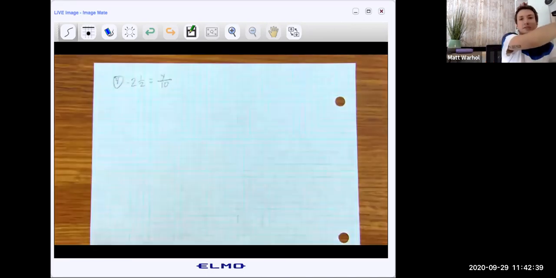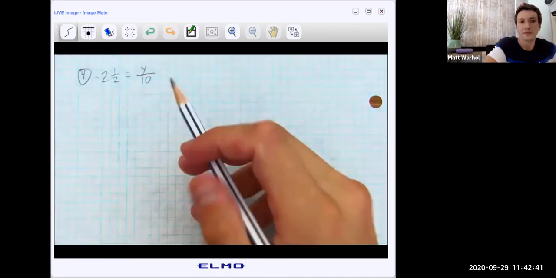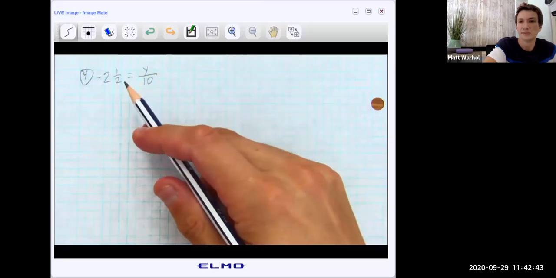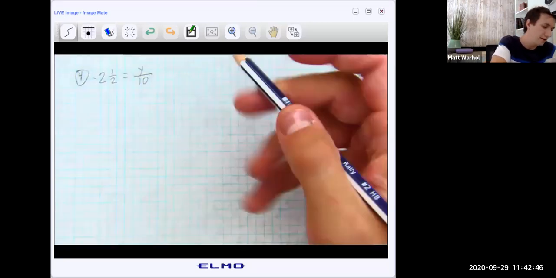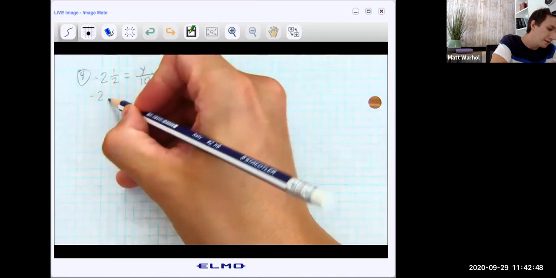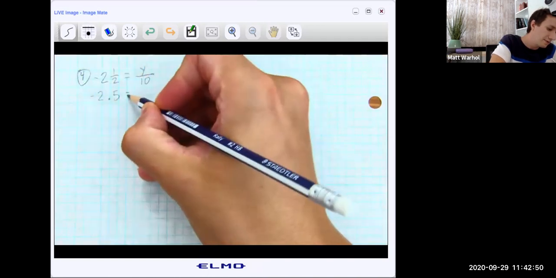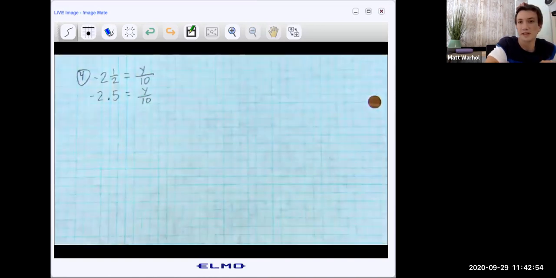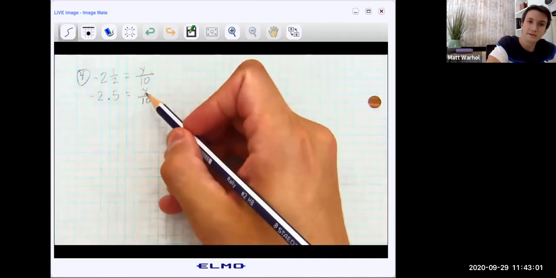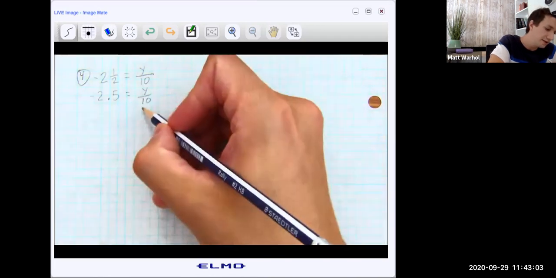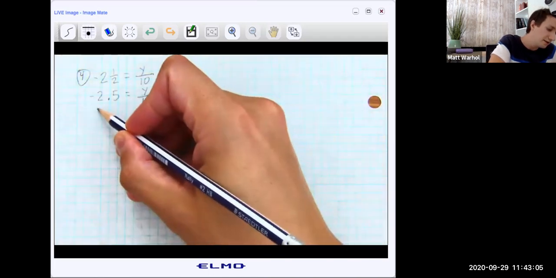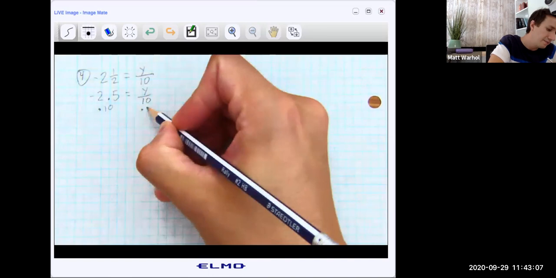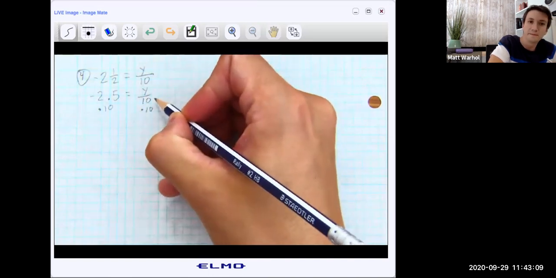So I'm thinking what I'm going to do is I want to change this to a decimal. So I can do that. I know that this is the same as -2.5 equals y over 10. That's going to be easier to handle than the fraction. Or I could use clear fractions too. Now all I have to do is get this y by itself. What undoes division? Multiplication. So I need to do the same to both sides and multiply both sides by 10 because that's what was doing the dividing over here.